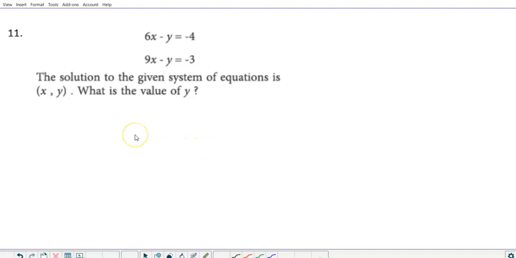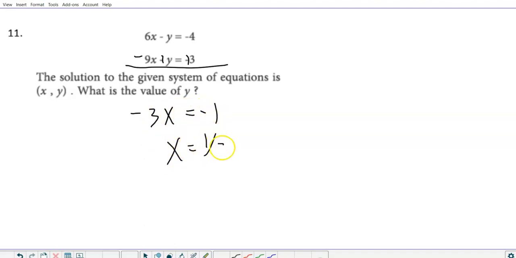So this one, solve this system. I might multiply everything by -1 here, so this makes it positive, negative. If you add this, you get -3x equals -1, so x equals 1/3. Maybe I should have eliminated the other one. Okay, so if I plug that back in, this would be 6 times 1/3 minus y equals -4.